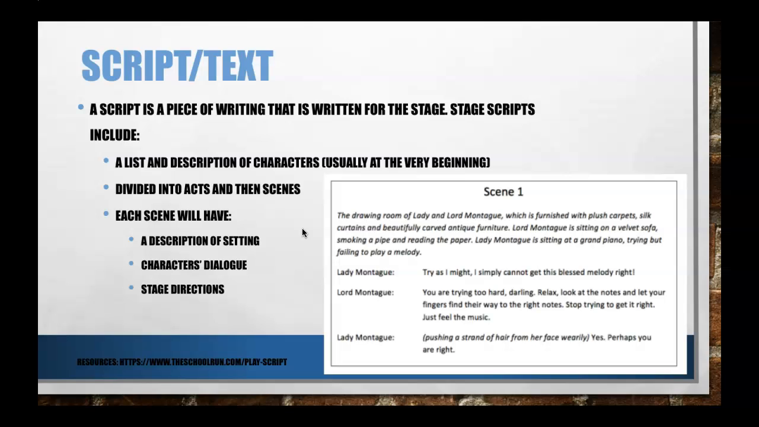Stage directions tell you where you should move on the stage, how many steps you should take, and what location, or if you do a dance. If you look at this example, we're starting at scene 1, and it starts with a description of the setting. Then it moves into the character's dialogue. If you look at the last piece of dialogue for Lady Montague, at the beginning, there's stage directions in italics saying pushing a strand of hair from her face wearily. That's a great example.